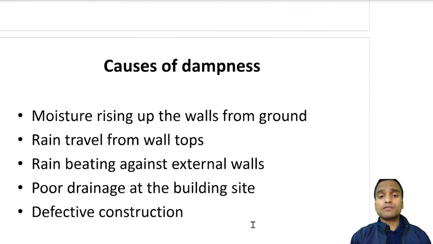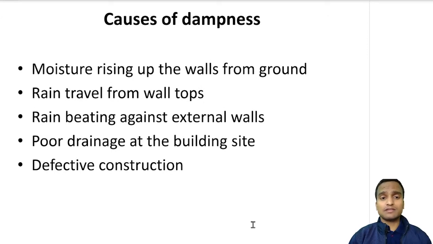There are different causes of dampness, and there can be a series. Only a few have been listed here, like moisture rising up the walls from the ground subsoil, capillary action of porous concrete, or rainwater traveling from wall tops. That's why we do coping on the parapet wall or the compound walls. Or it may be rainwater beating against the external walls of our house, poor drainage at the building site, or various defects in the construction.